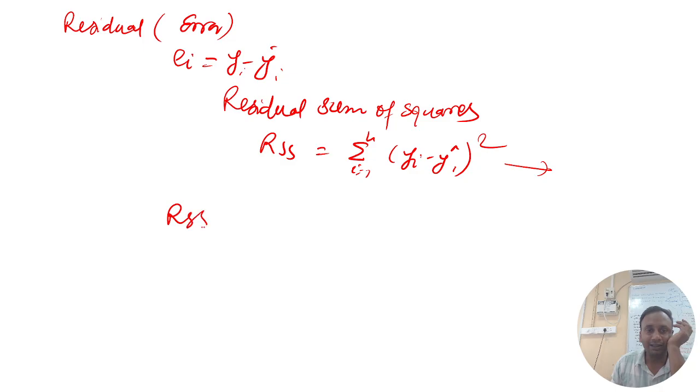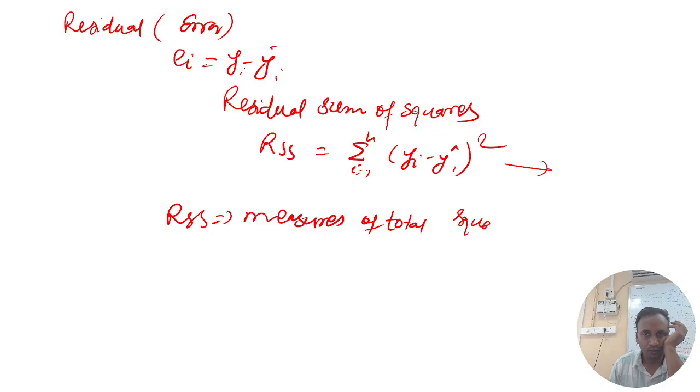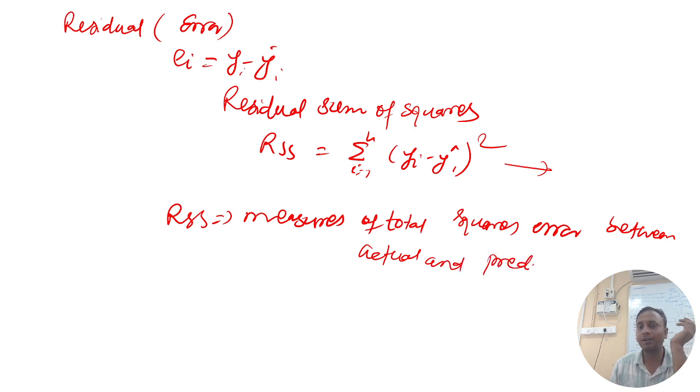Okay. So RSS is actually a measure of the total square error between the actual and predicted value. So the goal will be to minimize the error.